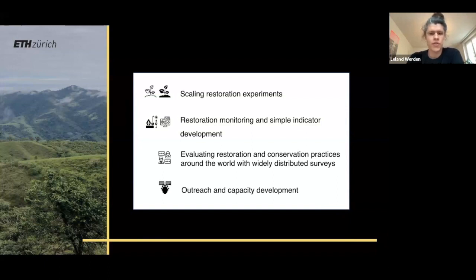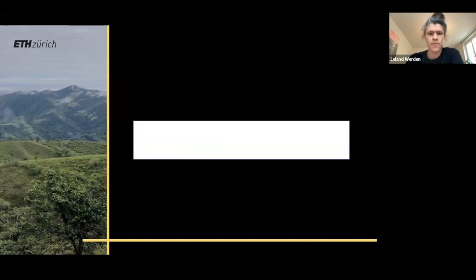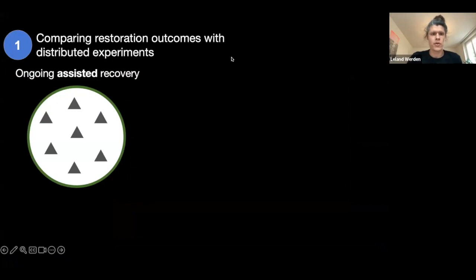And then finally, the outreach and capacity development that I mentioned, to take all the knowledge that we've learned and share it out to the world so that people can learn from all of their colleagues that are working in this movement. For those that aren't familiar, restoration basically can typically take two main forms.